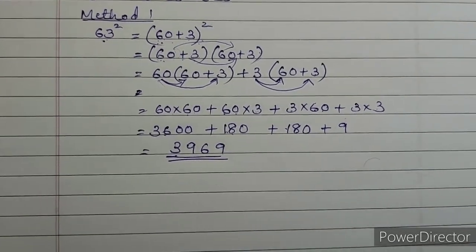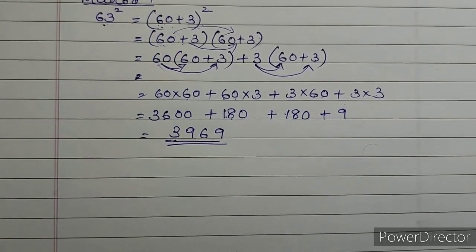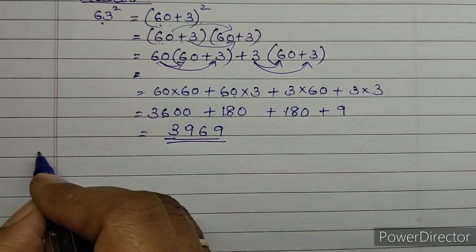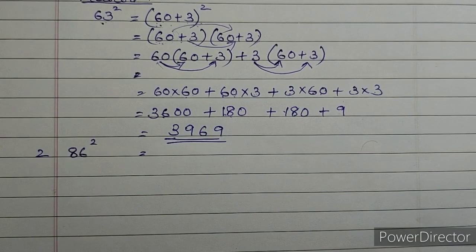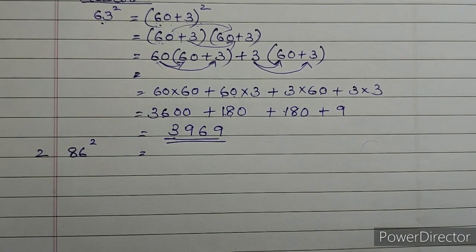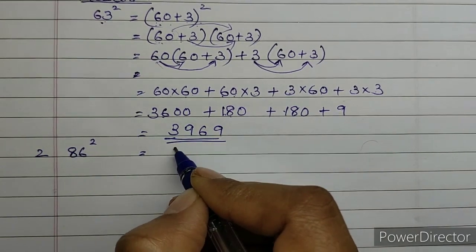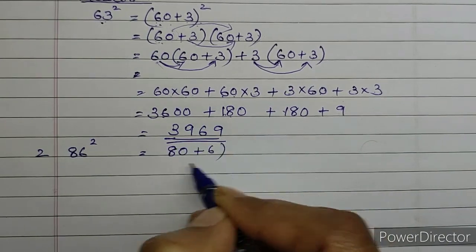One more sum I will show you, so it will be clear for you. Second sum, 86 square. 86 you can write as 80 plus 6, the whole square.